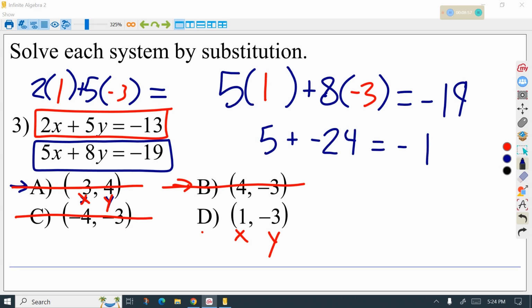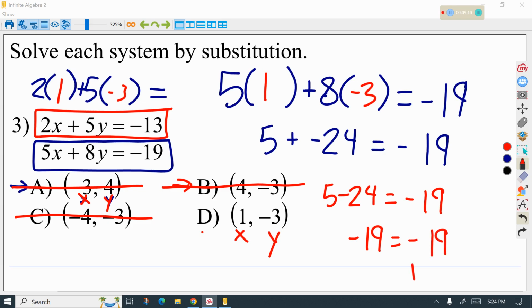Is this equal to negative 19? Well, of course it is, right? Because this is the same thing as 5 minus 24, and that is equal to negative 19, right? If we look at this, we see negative 19 equals negative 19, and so that's true, right? It makes the equation true, and therefore, this is the answer, okay? The solution made both of these true.